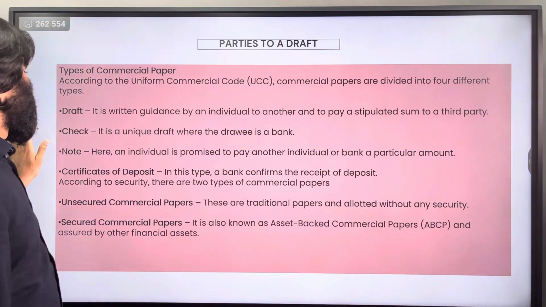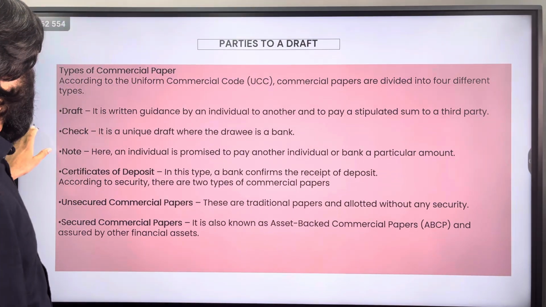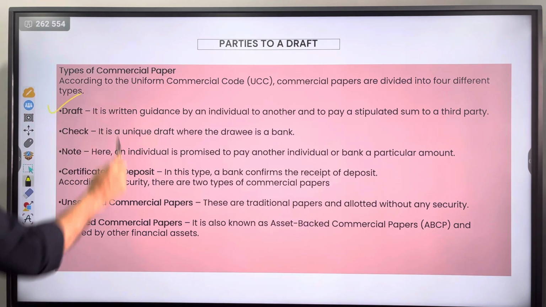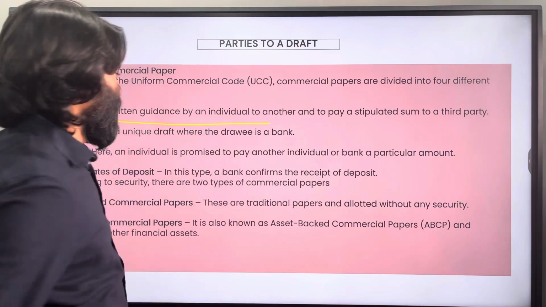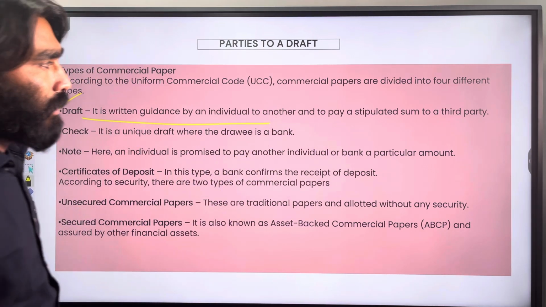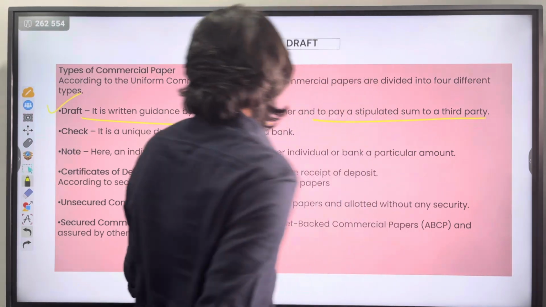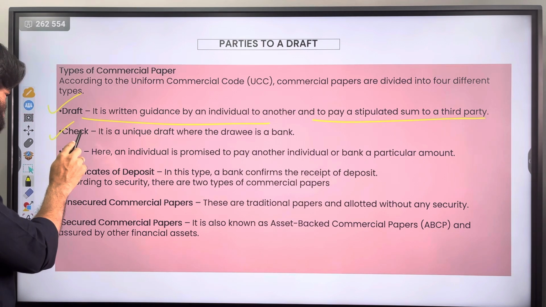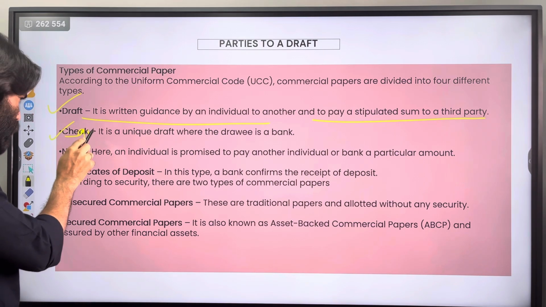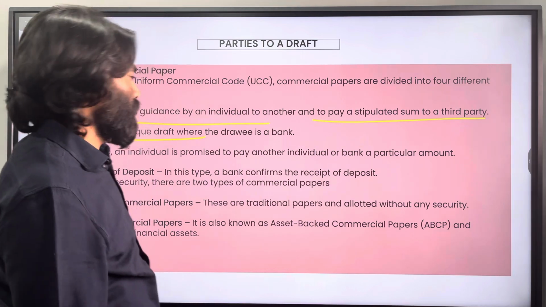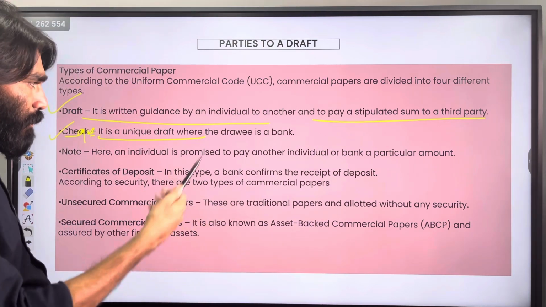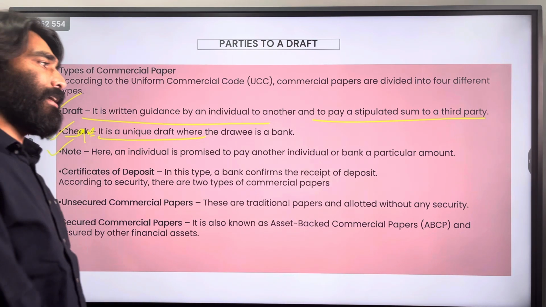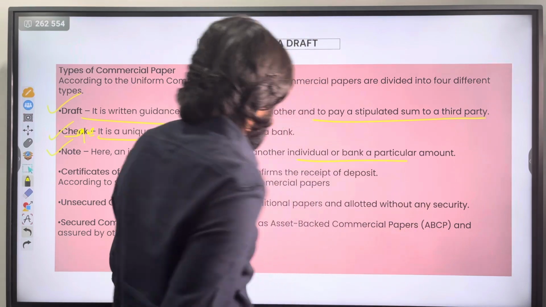But yes, let me quickly walk you through the types of commercial papers. A draft is a written instruction by an individual to another to pay a stipulated sum to a third party. A check, spelled C-H-E-Q-U-E, is a unique draft where the drawee is a bank, so the bank accepts and makes the payment to us. A note is where an individual promises to pay another individual or a bank a particular amount.